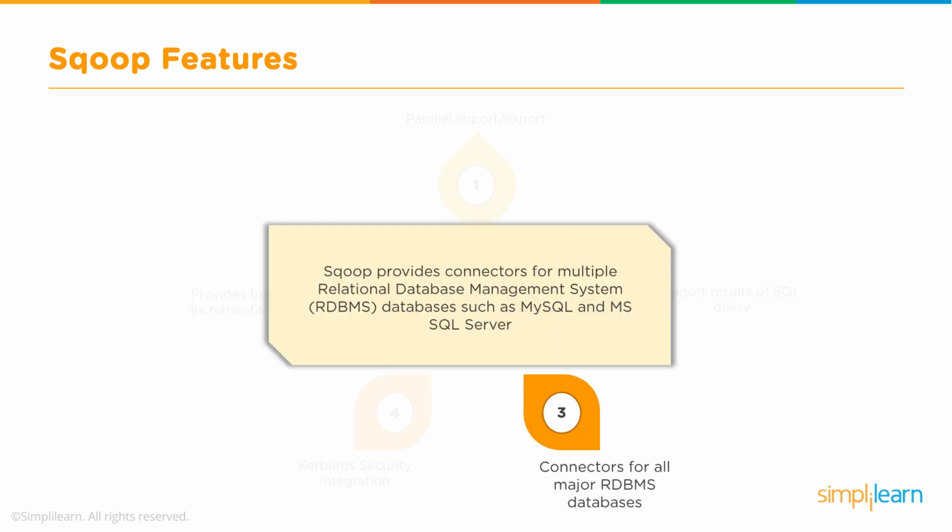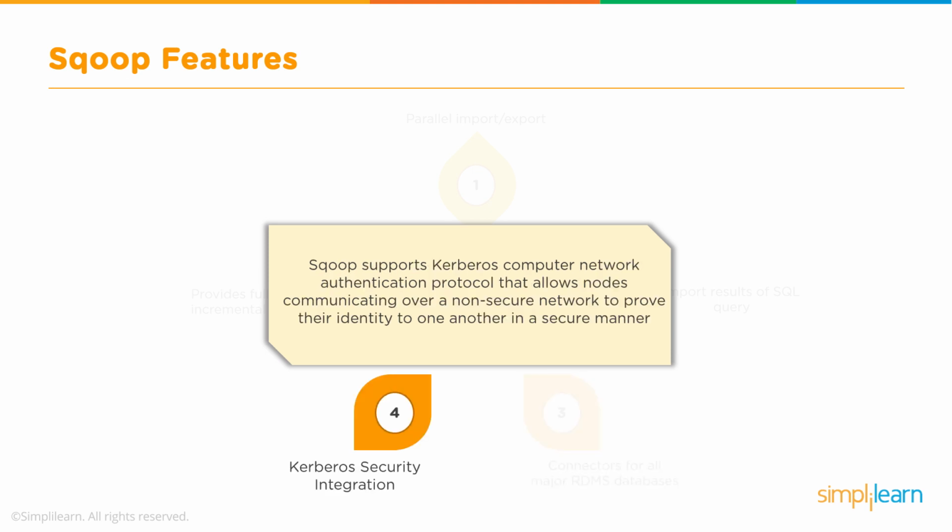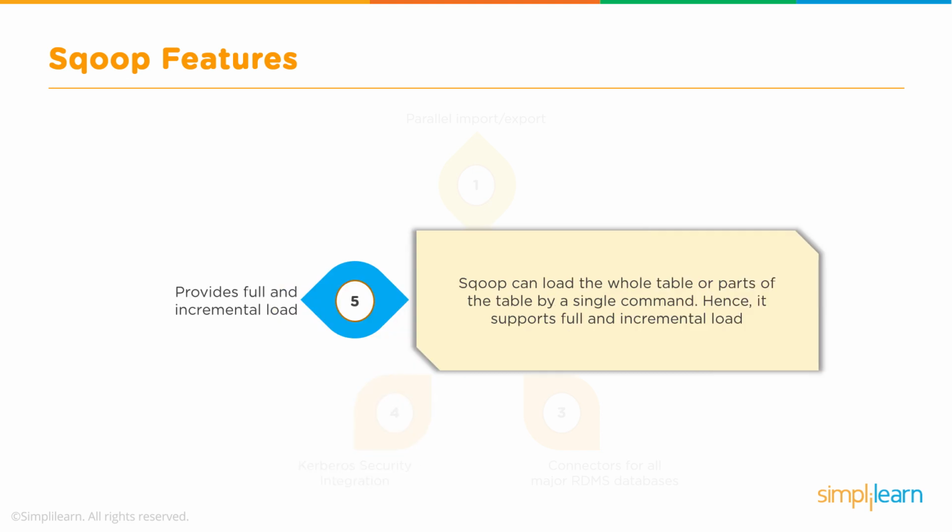Sqoop provides connectors for multiple relational database management system, RDBMS, databases, such as MySQL and Microsoft SQL Server. And it has connectors for all major RDBMS databases. Sqoop supports Kerberos, a computer network authentication protocol that allows nodes communicating over a non-secure network to prove their identity to one another in a secure manner. Sqoop can load the whole table or parts of the table by a single command. Hence, it supports full and incremental load.